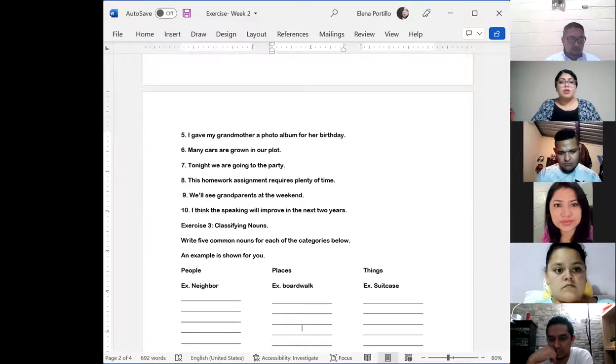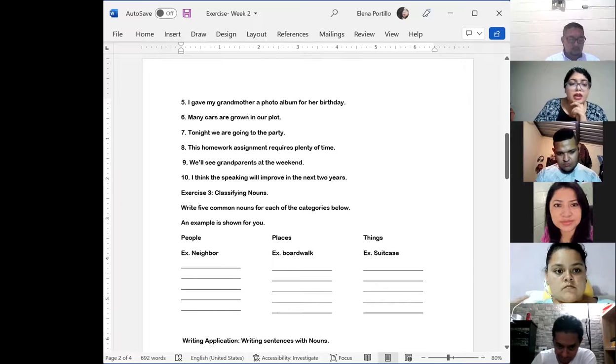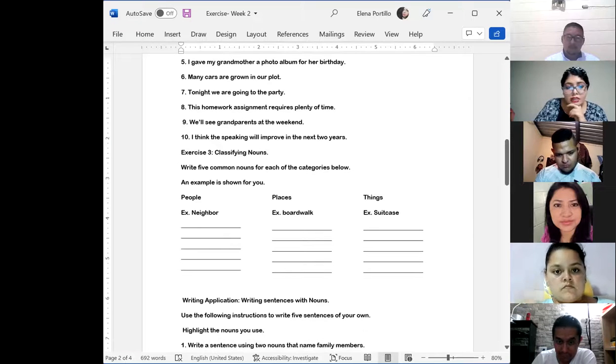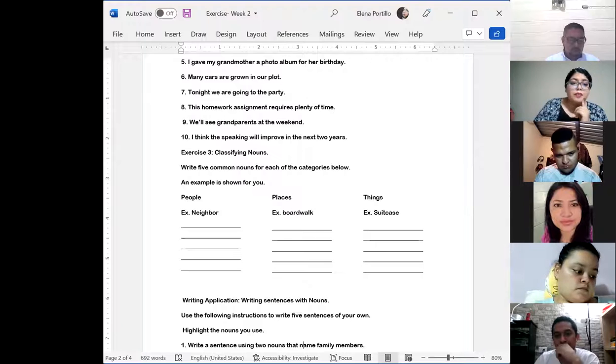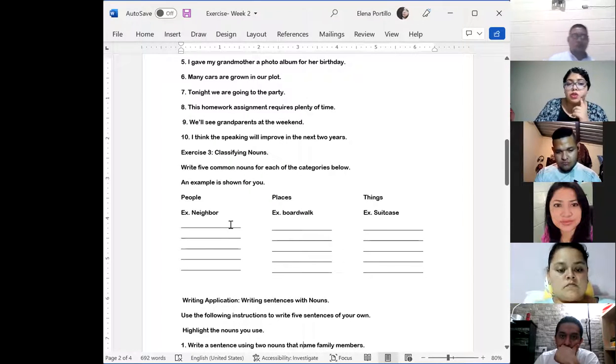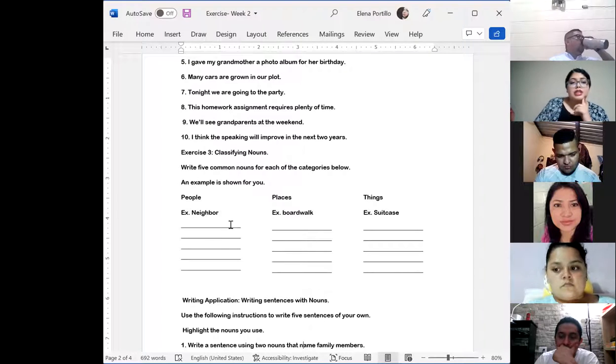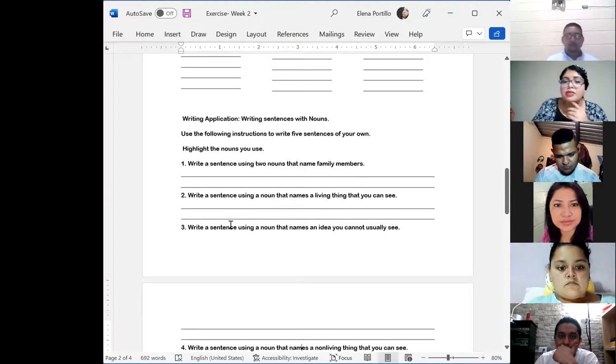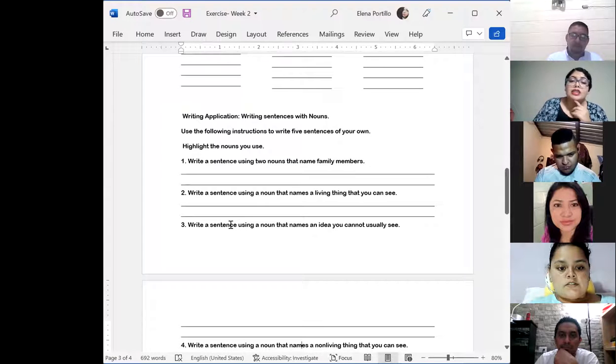So then we have to classify nouns, and you have to write five nouns depending of the categories. We have people, places, and things. So in the number one, we have neighbor. In the number two, boardwalk. And the number three, suitcase. So I know that you had the classification of the nouns, but we are just remembering the exercises.